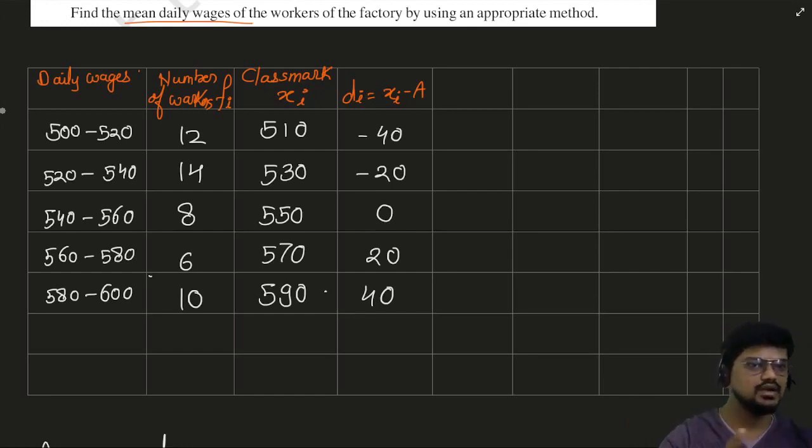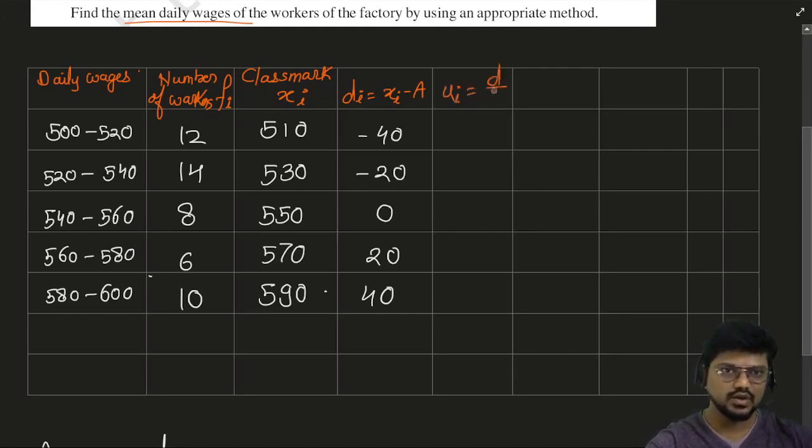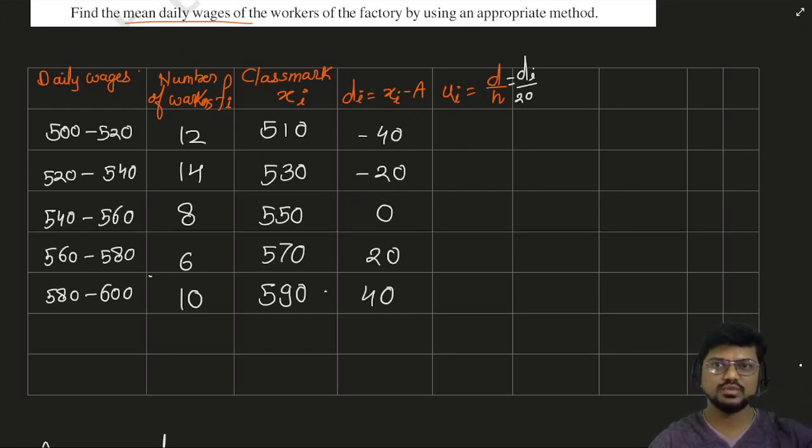Okay, since they are multiples, we'll find the value of ui now. That is, ui will be equal to di upon h, where h is your class interval. H is 20 in this case. Yes or no? Okay. Now, minus 40 divided by 20 gives you how much?